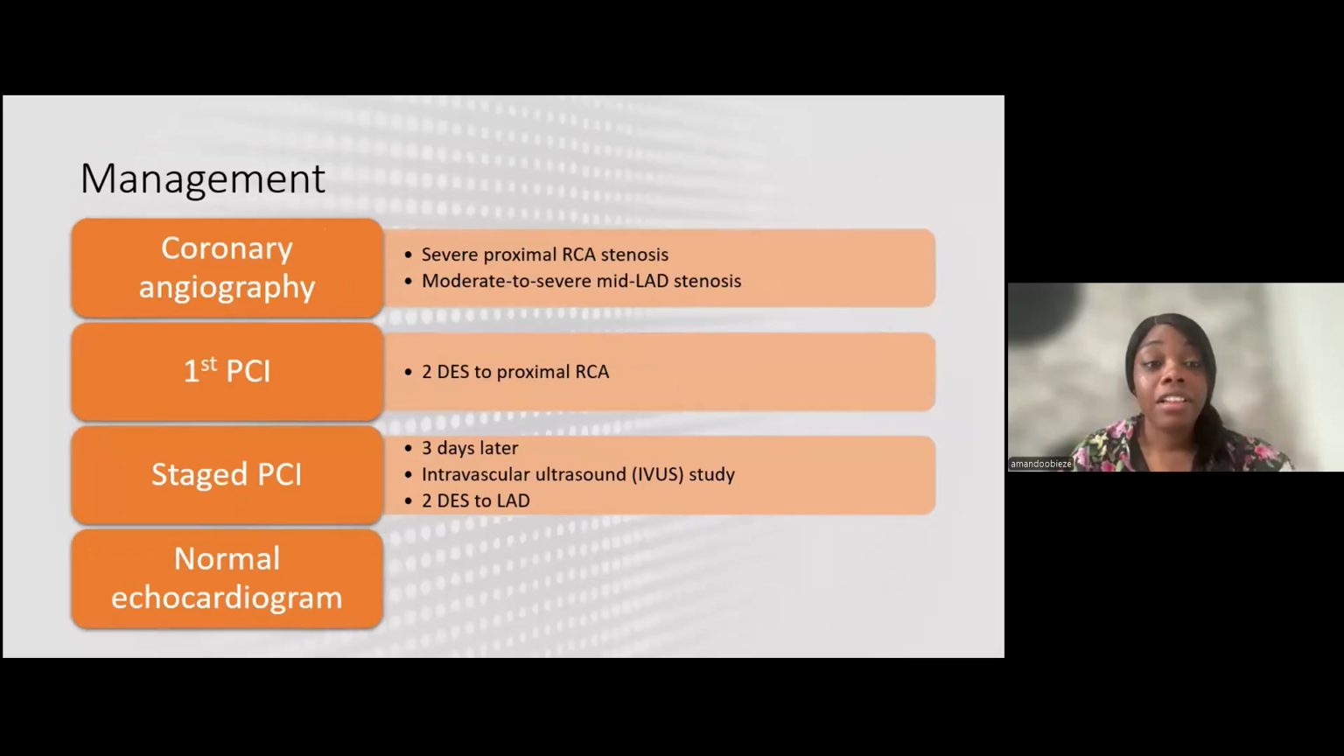So he eventually had the coronary angiogram, which showed severe proximal right coronary artery stenosis, and a moderate to severe mid-LAD stenosis. He had a staged PCI. In the first PCI, he had insertion of 2 stents into his proximal right coronary artery. And 3 days later, he had an intravascular ultrasound study and then had 2 stents to his left anterior descending artery. He also had a normal echocardiogram after this.